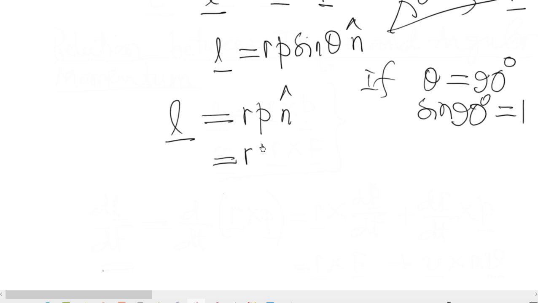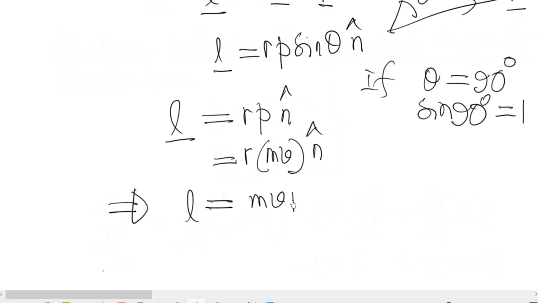This r and p is m v, and this gives us the magnitude of the angular momentum as m v r. This is a special case when the angle between the displacement vector and the linear momentum is 90 degrees.